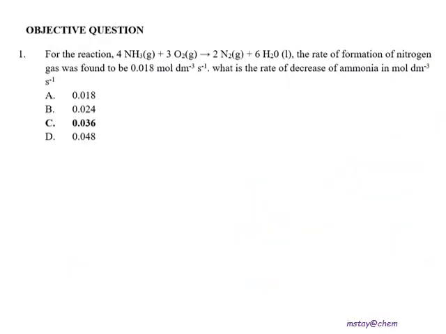One more question before you answer the exercise. This question is also from the tutorial, in the objective part. For the reaction, 4 moles of ammonia react with 3 moles of oxygen to produce 2 moles of nitrogen and 6 moles of H2O. The rate of formation of nitrogen was found to be 0.018, and you need to find the rate of decrease of ammonia.